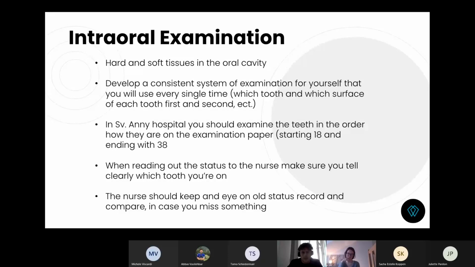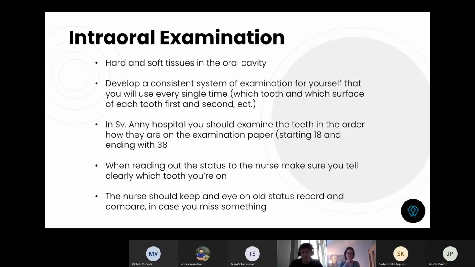And then it gets to the main part, the intraoral examination, which involves, of course, the hard dental tissues, which are the teeth and bones, and the soft tissues in the oral cavity. Here I would really recommend developing a consistent system of examination for yourself. I guess there are different approaches. Every doctor does it differently. Whether you start with the soft tissue, or with the teeth, or with the buccal surfaces, or with the palatal surfaces.